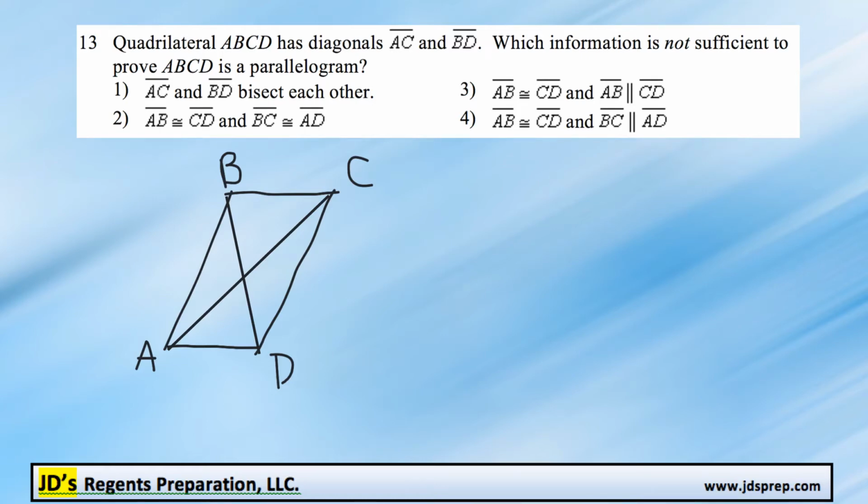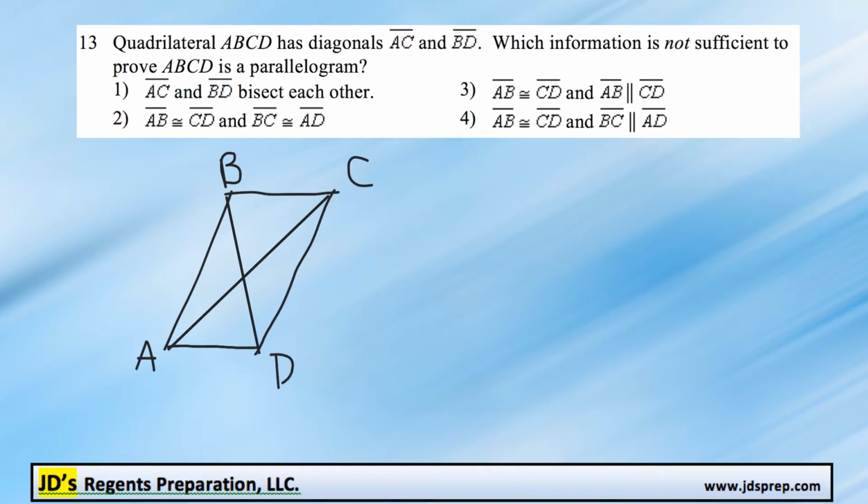This is question number 13 from the June 2015 Geometry Regents exam. This question is all about remembering how to prove whether or not a quadrilateral is a parallelogram. Now, there are a few different ways to tell if a quadrilateral is a parallelogram.